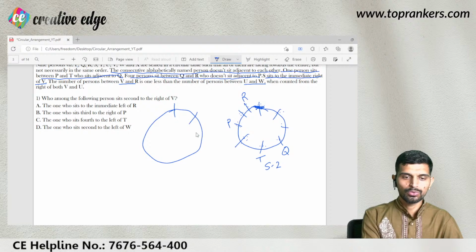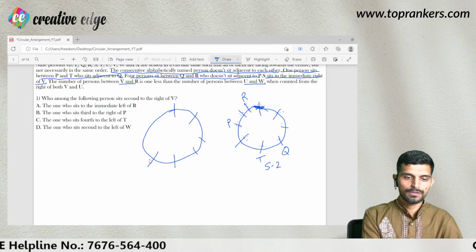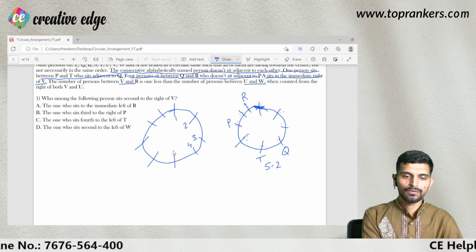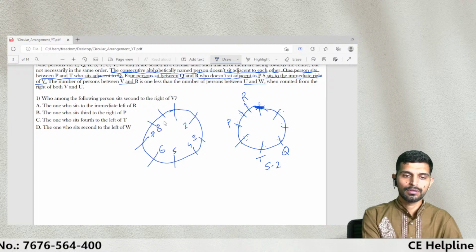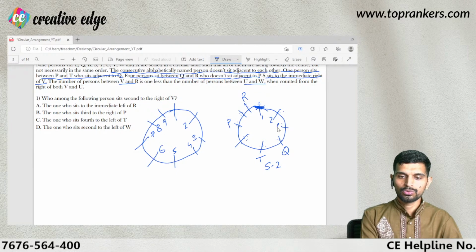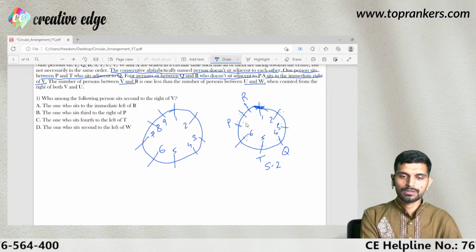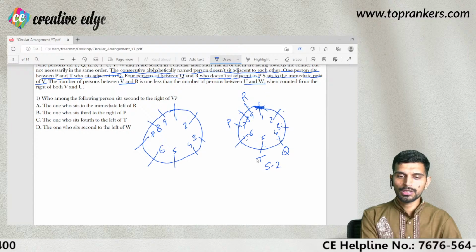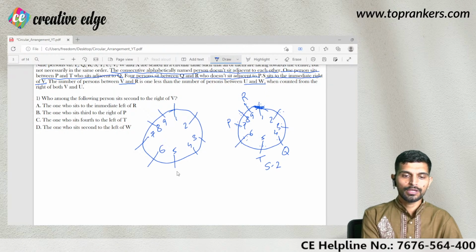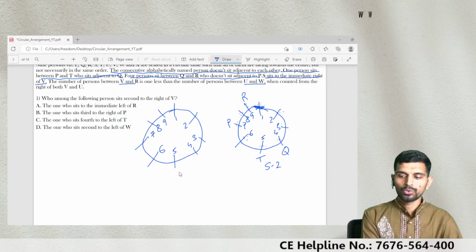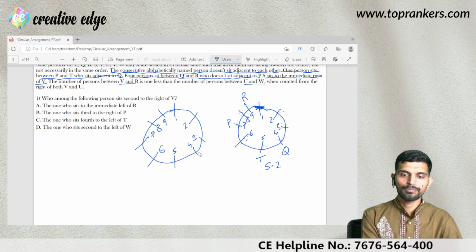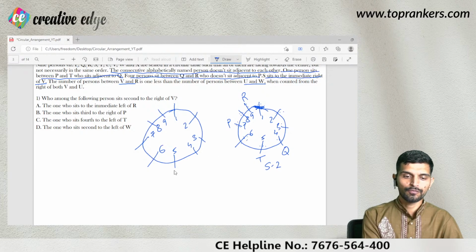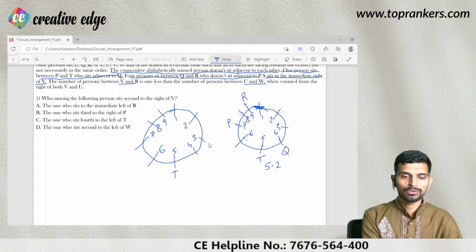One, two, three, four, five, six, seven, eight, nine. This is one, two, three, four, five, six, seven, eight, nine. So in this case, we have kept T towards right of P. So we can keep T towards left of P. T to the left of P.